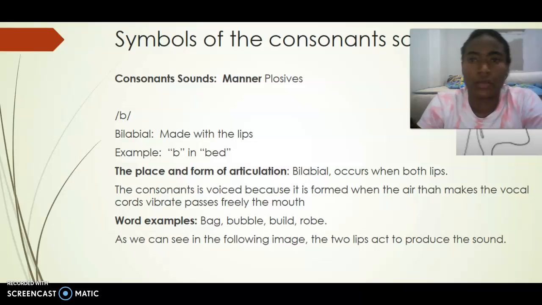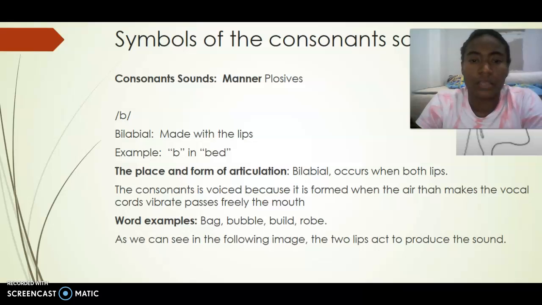Consonant sounds. Consonant sound, manner: plosives, B. Bilabial, made by the lips. Example: beep. The place of articulation, bilabial, occurs when both lips meet.